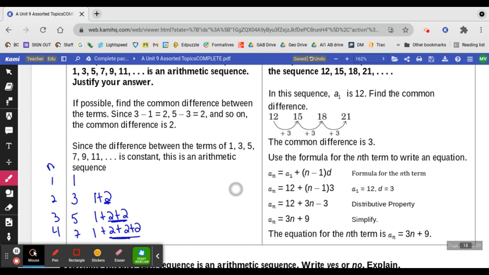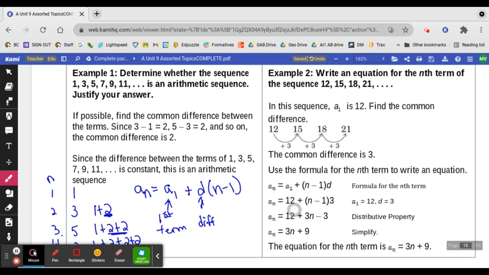So the generic equation is always a sub n, where n is any number, equals the first term, a sub 1, plus d, which is our common difference, times n minus 1. It's always n minus 1 because there's one less 2 than the term number. So we're justifying that this is arithmetic, and yes, because you add 2 each time.